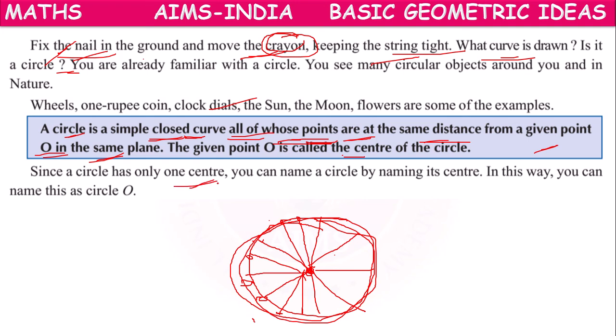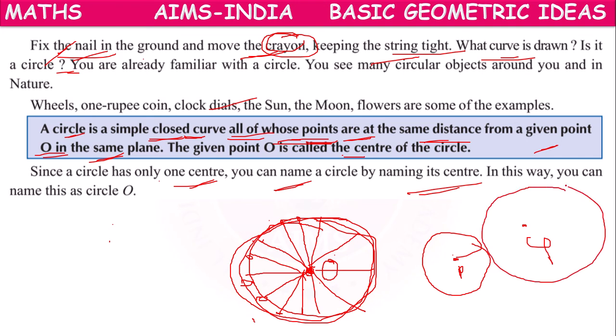A circle has only one center, so you can name a circle by naming its center. Because the center is O, we can call it circle O. If the center is P, one more circle, circle P. If the center is Q, another circle, circle Q. With the name of the center, we can name the circle: circle O, circle P, circle Q, like that.